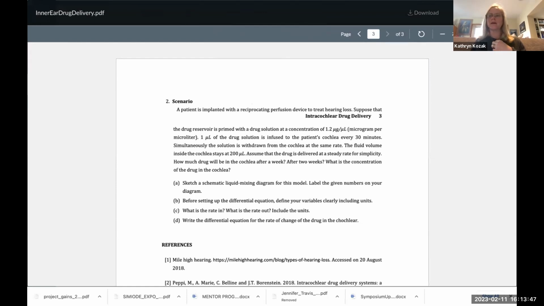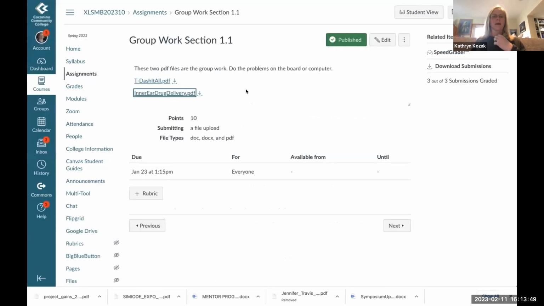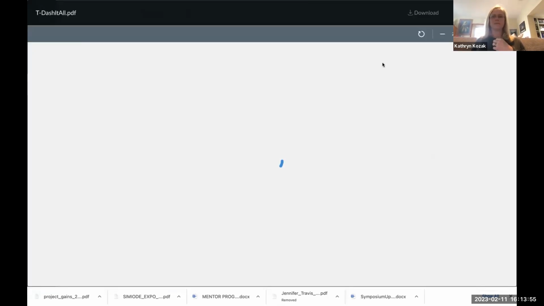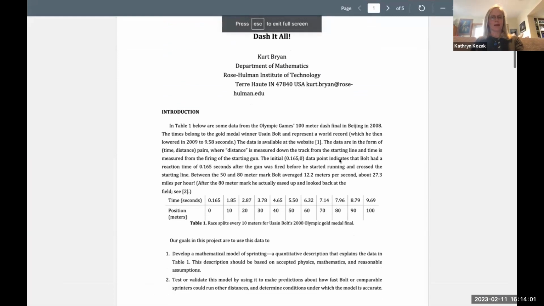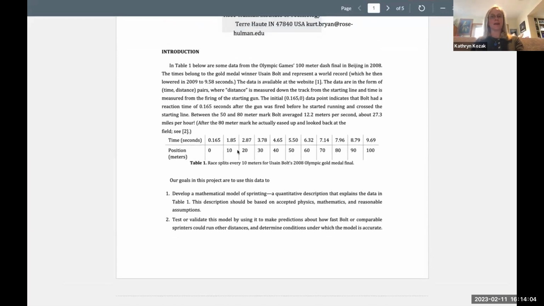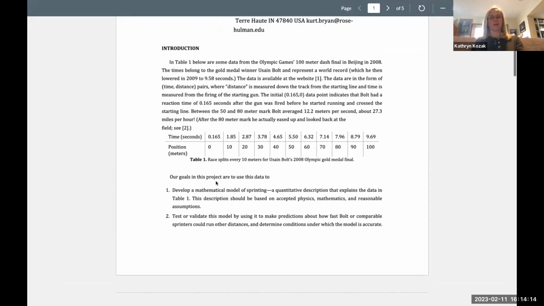And let me go out of that one. And then, like I said, the dash it all one is also here, so I can go to that one too. I'm gonna move you. Okay, and this one, it actually gives them the data, and we get to talk about what is your initial condition. Most people think the initial condition is time is zero, and we talk about why isn't it? And the students are trying to figure out what is going on with this.